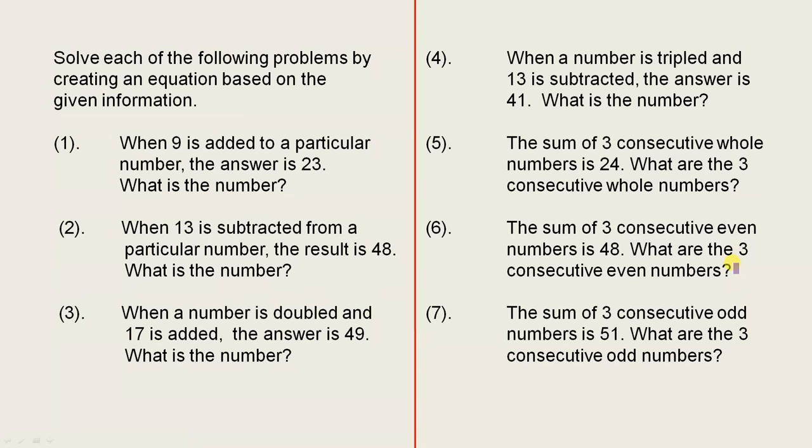Number 6, the sum of 3 consecutive even numbers is 48. What are the 3 consecutive even numbers? Now, consecutive even numbers are something like 2, 4, 6. So you have to find the 3 consecutive even numbers that satisfy that problem. And finally, number 7, the sum of 3 consecutive odd numbers is 51. What are the 3 consecutive odd numbers? 3 consecutive odd numbers, for example, would be something like 3, 5, 7.